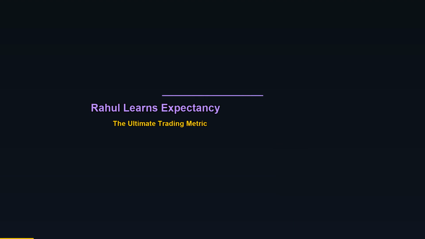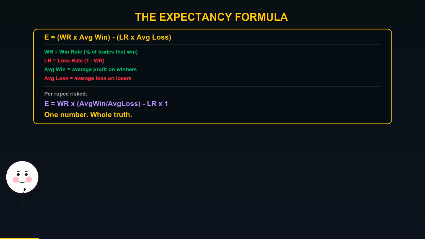Rahul learns expectancy, the ultimate trading metric. The expectancy formula: expectancy equals win rate times average win minus loss rate times average loss. That is it. One formula. It combines your win rate and your risk reward into a single number that tells you exactly how much you make per trade on average. You can also express it per rupee risk. Expectancy per rupee equals win rate times average win multiple minus loss rate times 1. This one number tells you if you have a real edge or if you're fooling yourself.